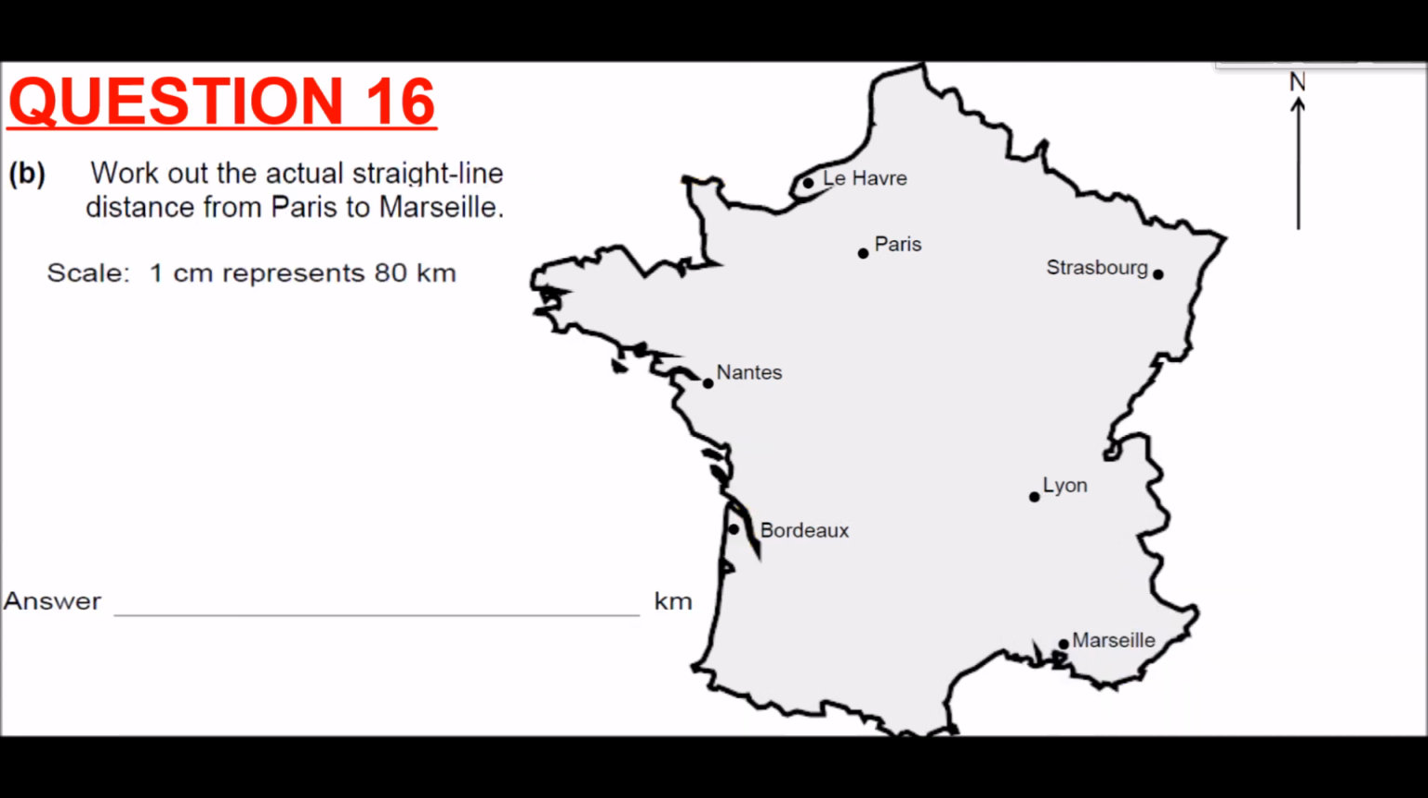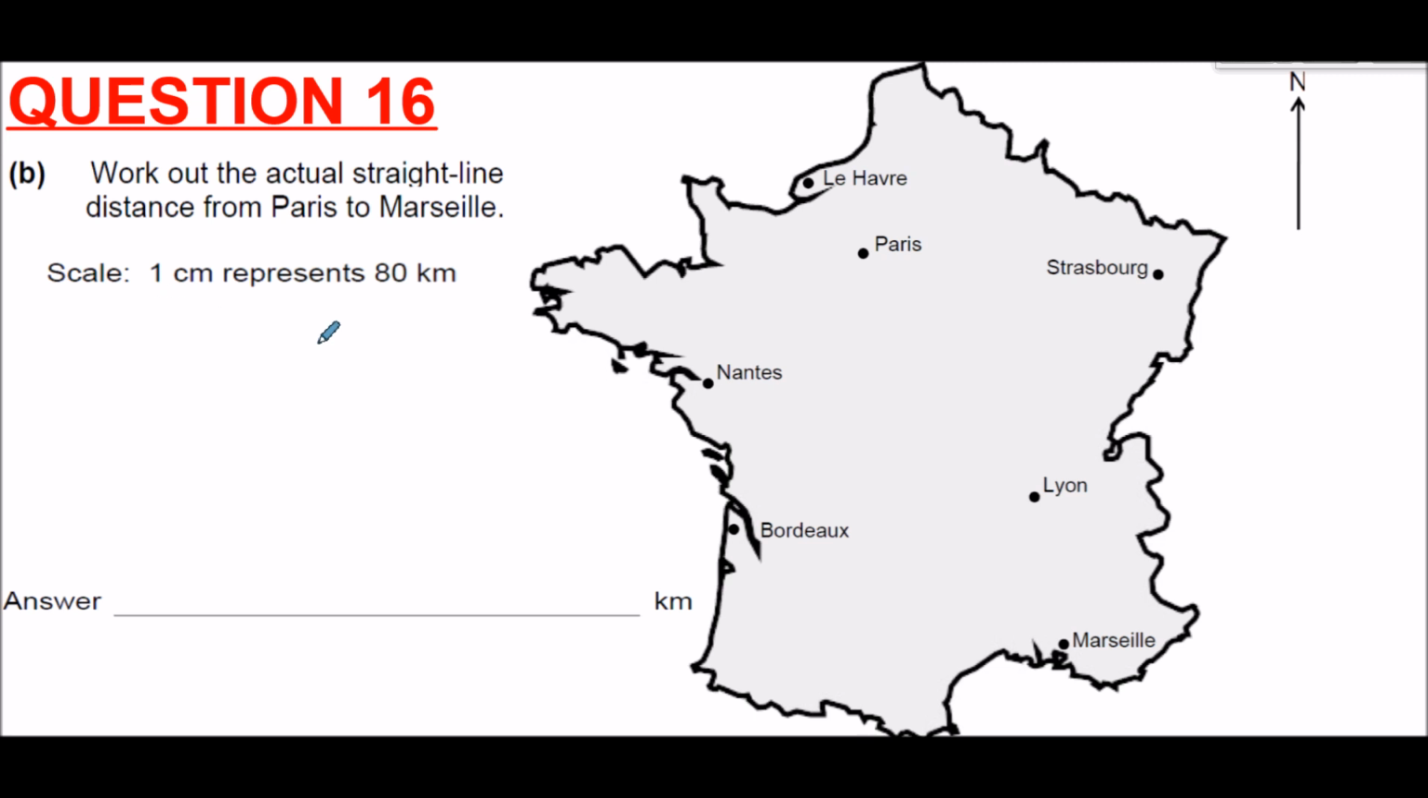Part B, we're told to work out the actual straight line distance from Paris to Marseille. And we're given a scale as well in this question. Now, you probably notice that a lot of these diagrams in the exams, they say diagram not accurately drawn. Well, two things. It doesn't say that here, so we can assume our diagram is accurate, and also the fact we've got a scale is a massive hint for us to actually measure the distance and convert that to a real distance.